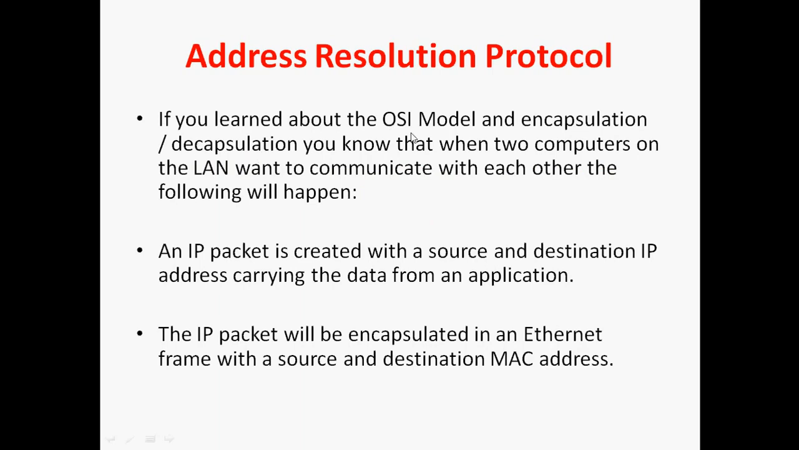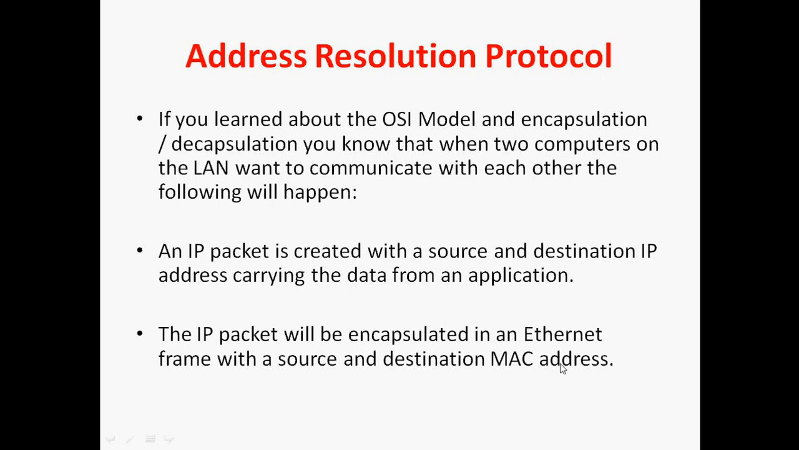If you learn about the OSI model and encapsulation and decapsulation, you know that when two computers on the LAN want to communicate with each other, the following will happen. For example, in a LAN network, two computers are there. From one computer to another computer, if I'm trying to ping, an IP packet is created with source and destination IP address, carrying the data from an application.